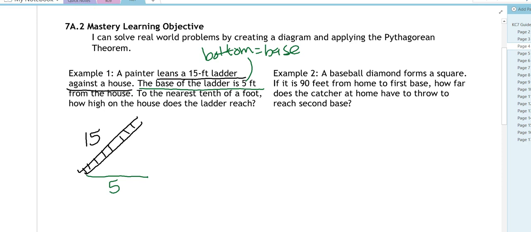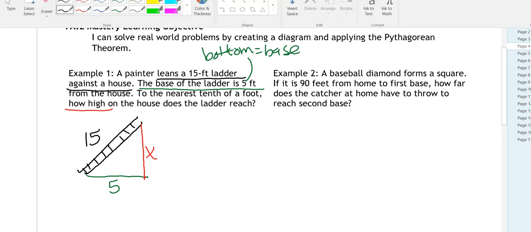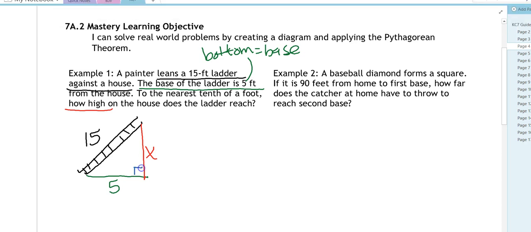To the nearest tenth of a foot, how high is the house, right? How high is talking about your distance going upward. So that means this is what I'm looking for, the height of how high that ladder is on my house. So now when we label this, this is my right angle. Therefore, across from that, this is my hypotenuse, which is my C. And then these are my two legs, right? We can say that this is equal to B and that this is equal to A.